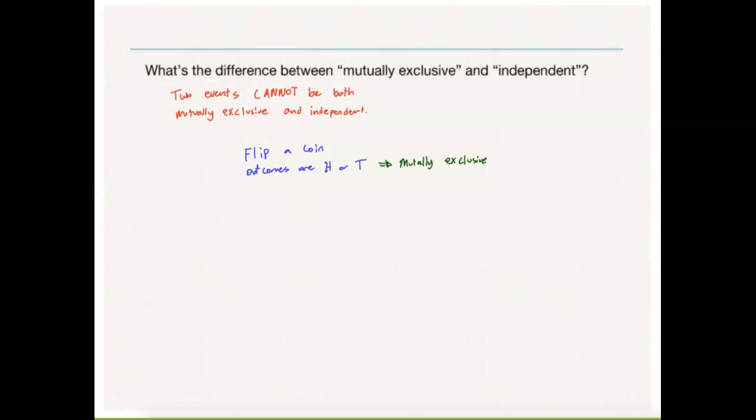So the thing that I'm saying is they can't possibly be independent, and here's why. Let's say I flip the coin. To be independent, the probability of getting heads would have to be the same as the probability of getting heads given that you got tails.